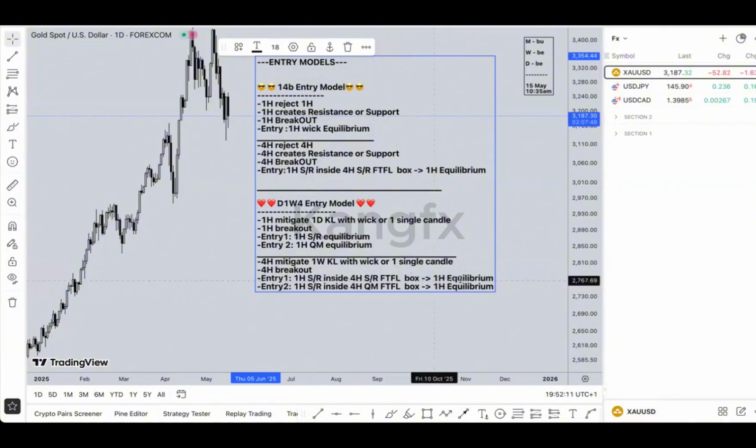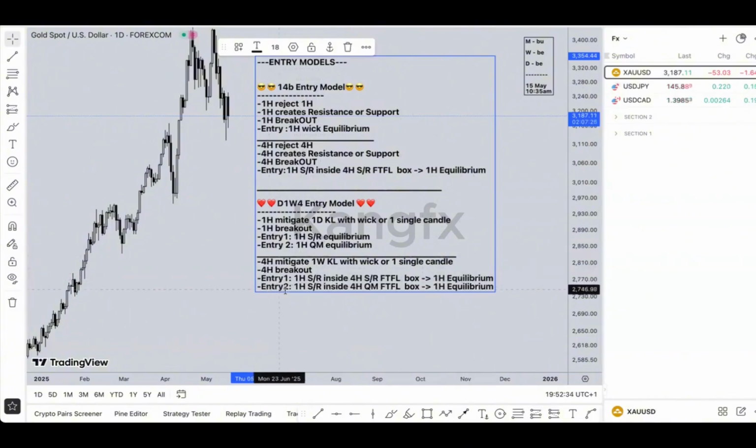The first and the strongest way to enter the trade, our entry is going to come from the 4 hour support or resistance. Then we mark our FTFL on that 4 hour support or resistance. We move down to 1 hour to get our STFL, where we are going to look for support and resistance also on the 1 hour. Then when we get our STFL on 1 hour, we mark the equilibrium to use.